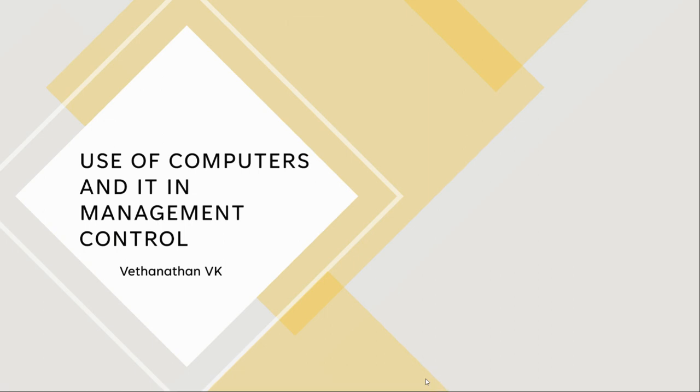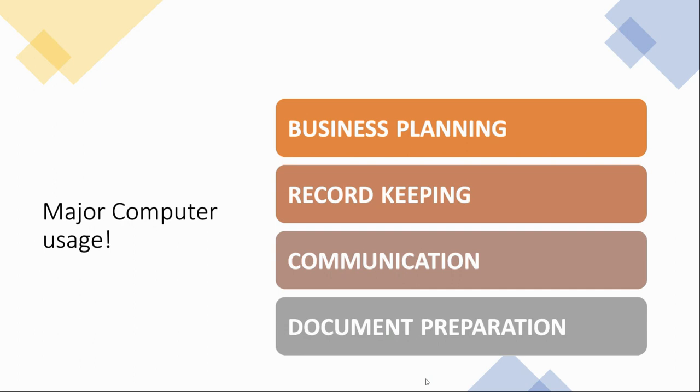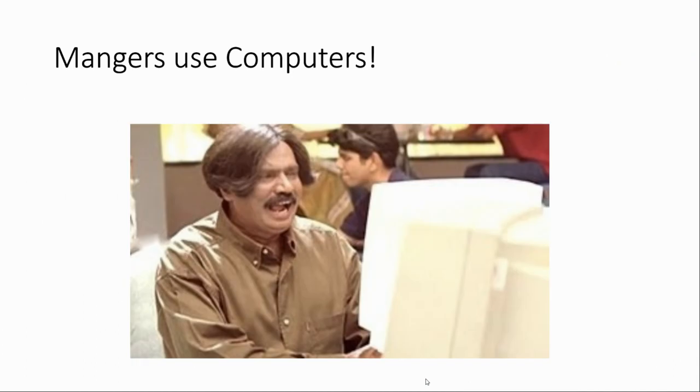So, we are going to see a topic called use of computers in IT for management purposes. Computers in IT are majorly used for these four purposes. The first purpose is business planning, the second is record keeping, the third is communication, and the fourth is document preparation. Let's have a detailed overview of each part in the later slides.